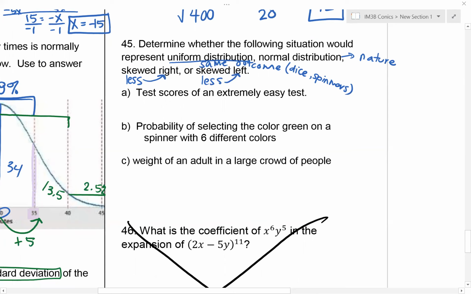So if the test is easy, if this is a 0 and this is 100, you would expect to have more high scores. So this is skewed left because there are less scores on the left. If I'm selecting a color on a spinner, that's going to be uniform. And then if I'm looking at the weight of an adult in a large crowd of people, that's something that is coming from nature, so that's going to be a normal distribution.